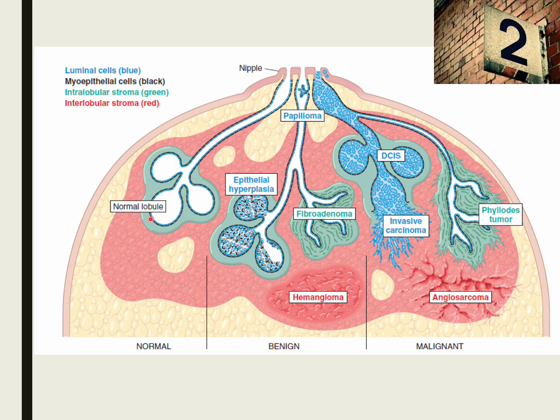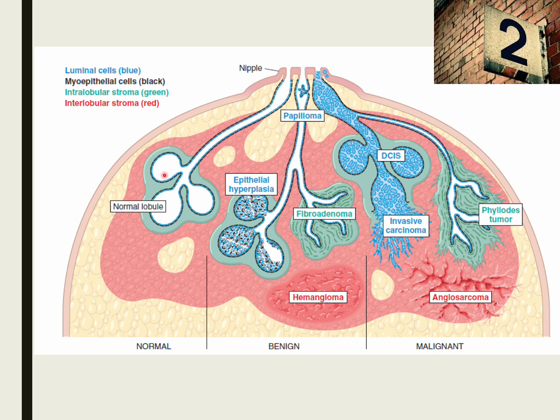So this is considered the functional unit of the breast. Here the acini are grouped together in clusters to form lobules that are connected to the terminal ductules, and that's why it's called the terminal duct lobular unit.